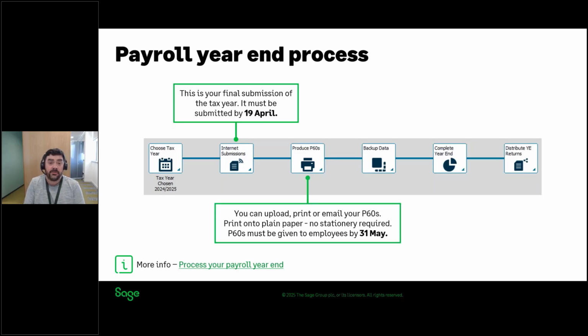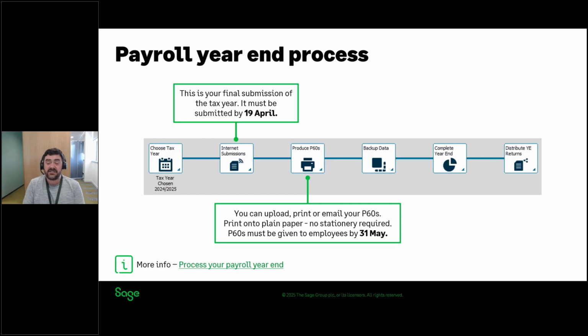You would then move on to produce your P60s. There are a number of different formats you can do this in, and we'll explain a bit more about that in a moment. Those P60s need to be given to your employees by the 31st of May. So you've got a bit more time to complete that step.